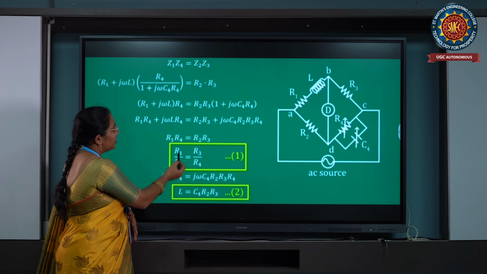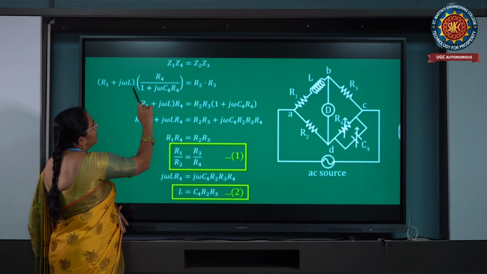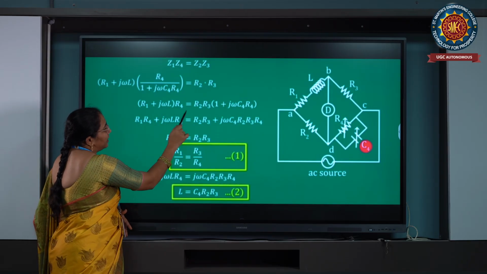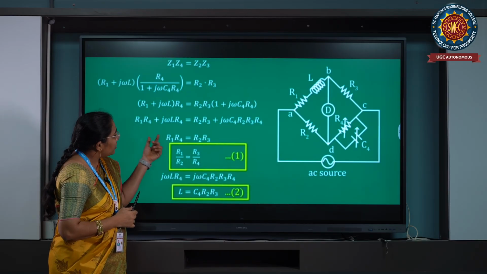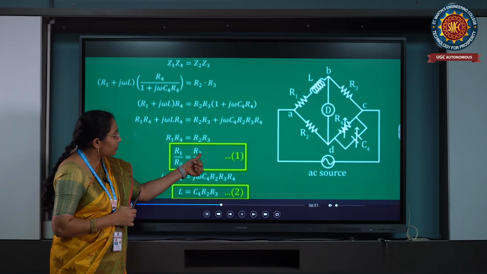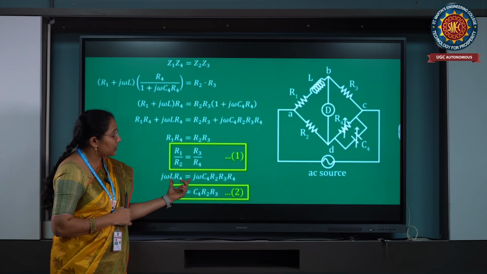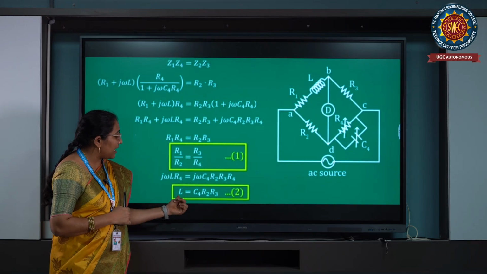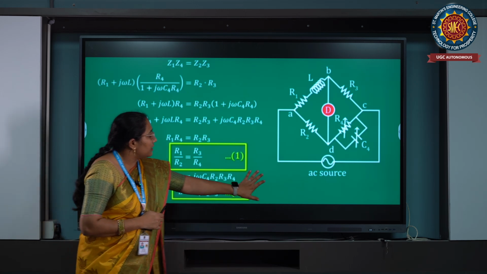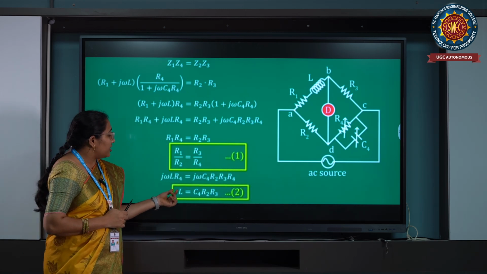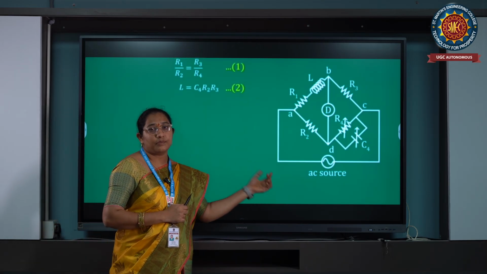Here we are substituting impedance values in the balance equation and doing the calculations. We get R1 by R2 equals R3 by R4, and by equating the imaginary parts of j omega L, we get L equals C R2 R3.